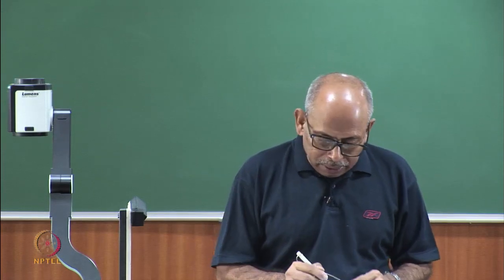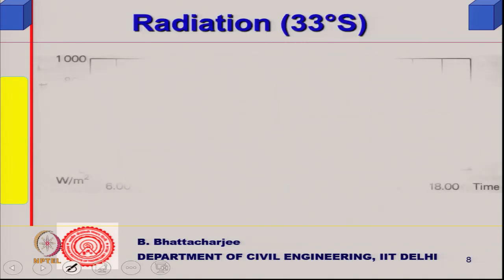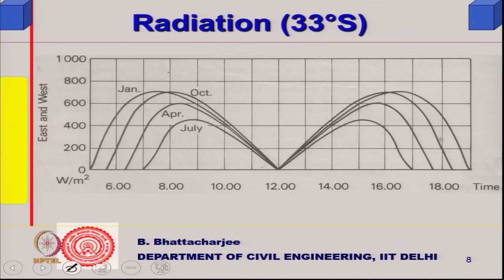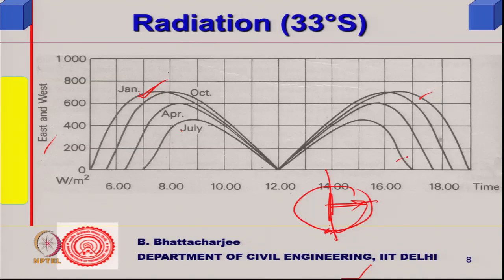So that is on the north surface in 30 degrees south, and this is on the east and west surfaces. Now you can see again the summer months they get it. In our northern hemisphere it will just get reversed: July will become January and January will become July, otherwise it is all fine. So this is January and this is July.